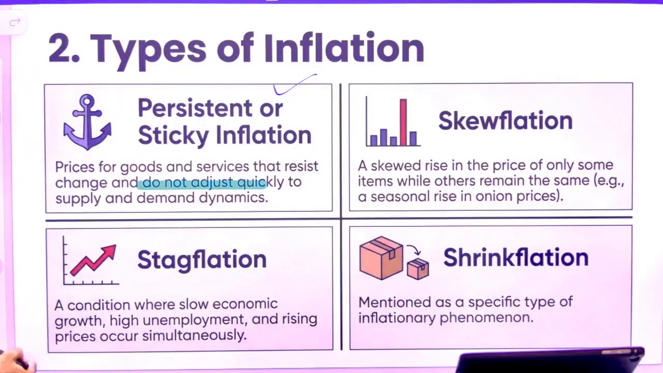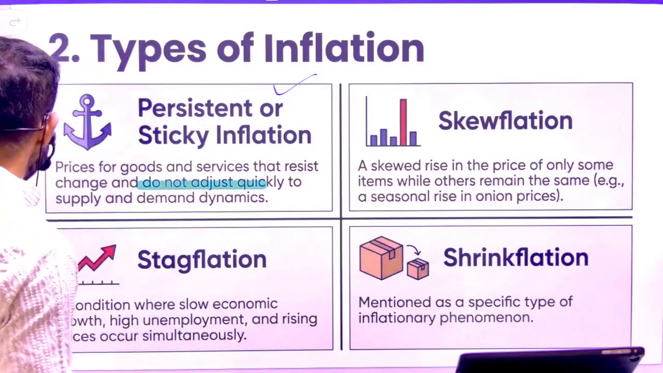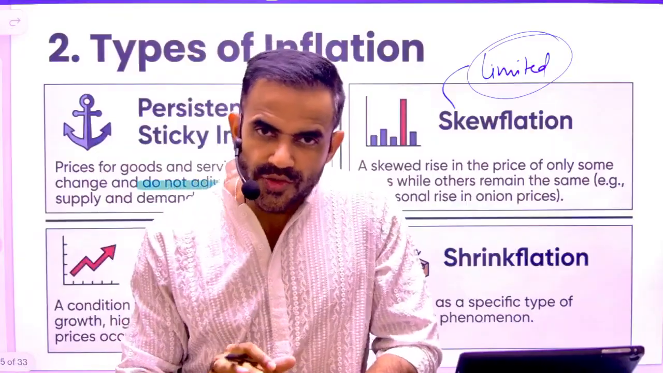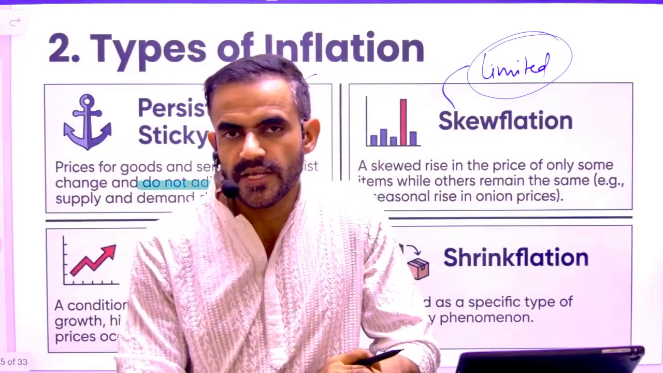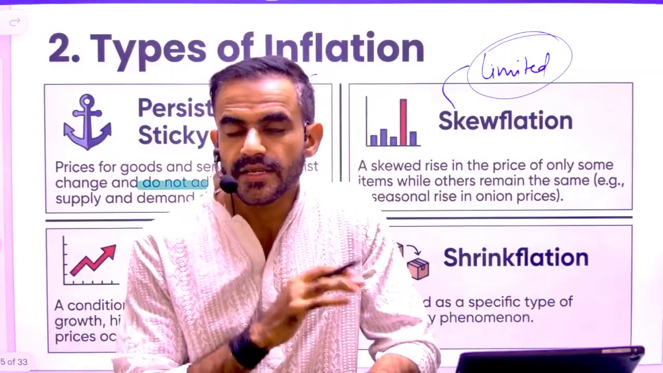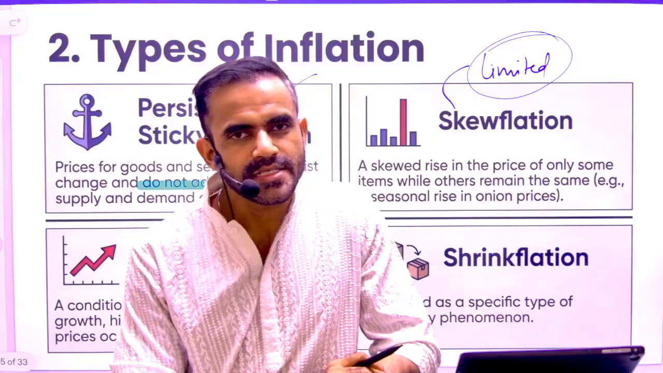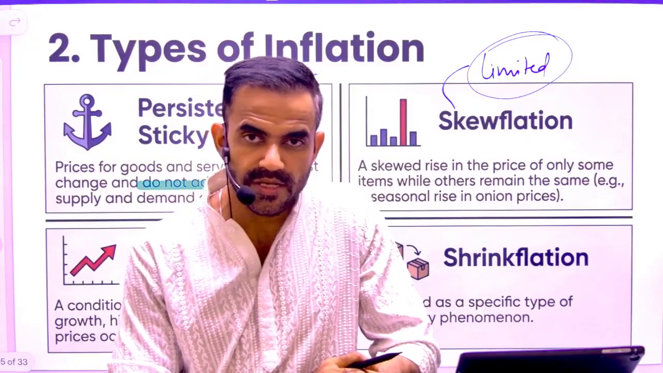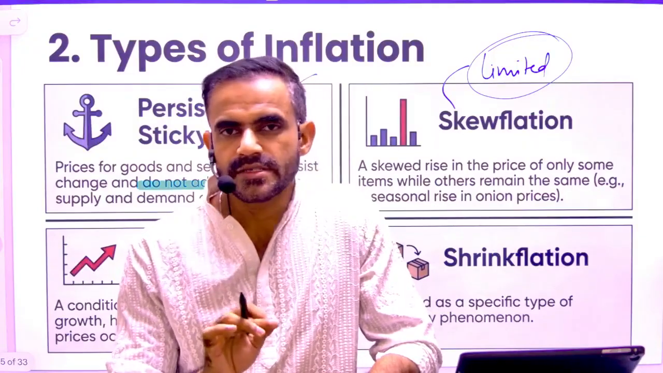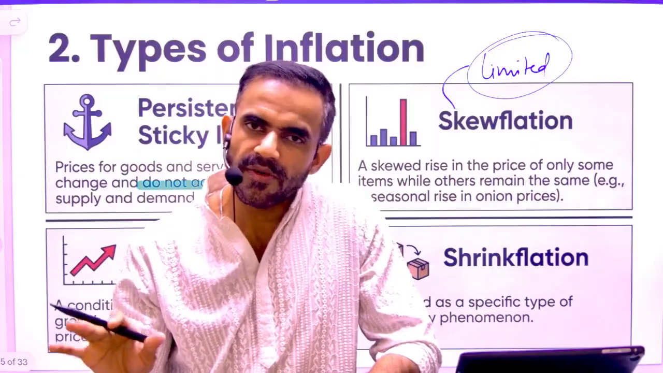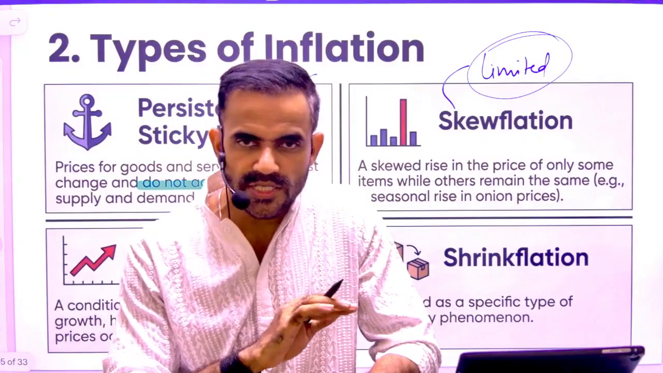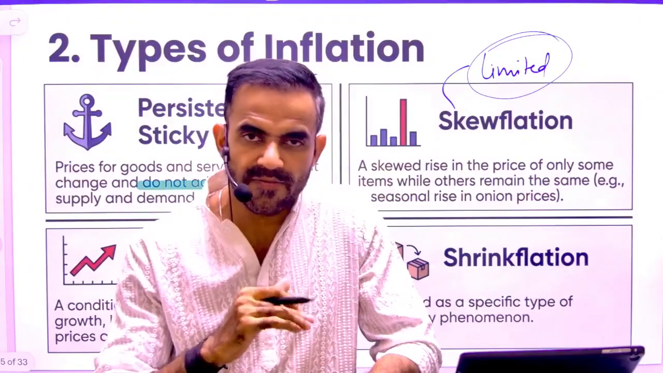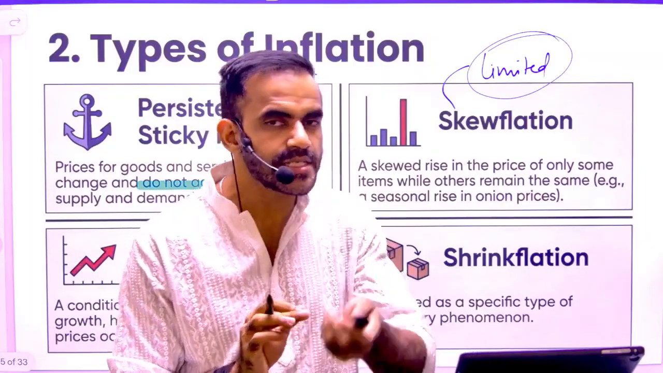Then there is one more situation, skewed inflation. Skew basically means limited. Let's say the rest of the economy is doing fine and does not have that much inflation. But in case of certain items, the price has increased significantly. One classic example would be during COVID, the demand for oxygen cylinders increased tremendously. Because of this, the price of oxygen cylinders increased. Even though the rest of the economy was more or less doing fine, and the inflation was not that much, in case of oxygen cylinders it was very high. This is referred to as skewed inflation.